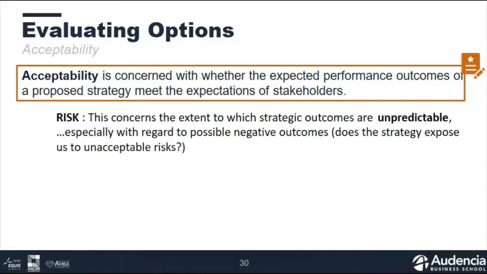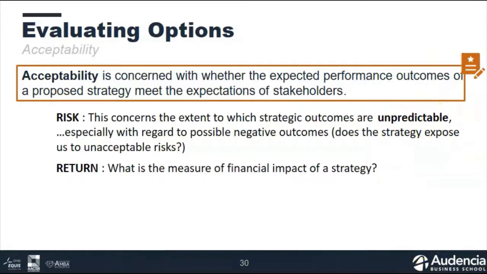The first being risk. This concerns the extent to which strategic outcomes are unpredictable. Are we exposing ourselves to increased risk if we take this strategy? The second factor, well, kind of comes along with risk, is the return. What's the measure of the financial impact of a strategy? And we all know that risk and return sometimes go hand in hand. We can have high risk, but we better have a high return, if we go that route.